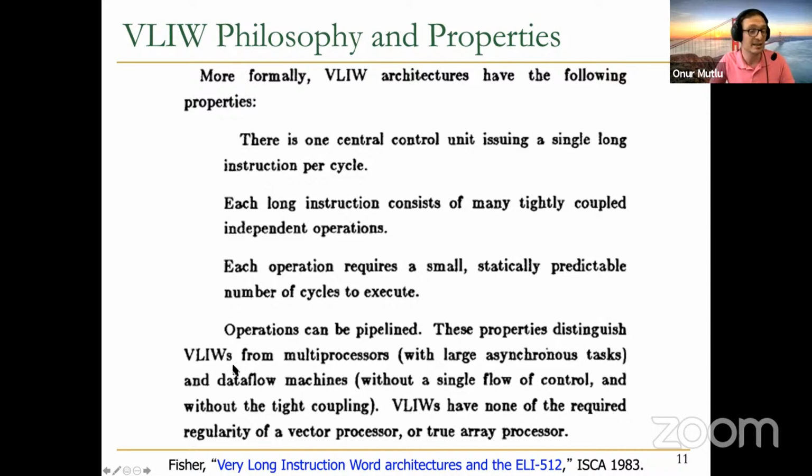And these properties distinguish VLIWs from multiprocessors, because multiprocessors parallelize code with large tasks, right? Large threads, let's say. And dataflow machines don't have a single flow of control, and they don't have the tight coupling between instructions, as we have discussed also. And as we will see in the next lecture, VLIWs require none of the required regularity of a vector processor or an array processor, which we will discuss in the next lecture.